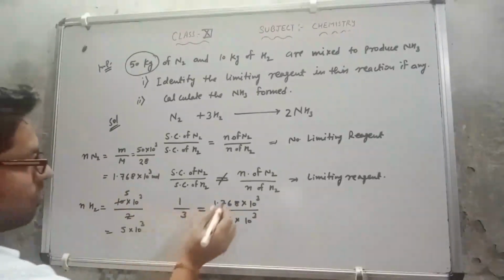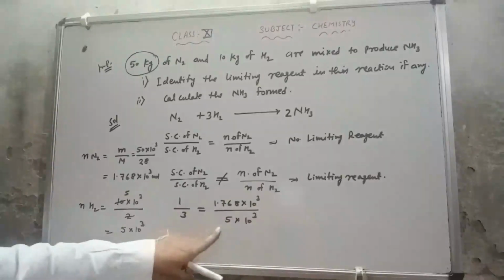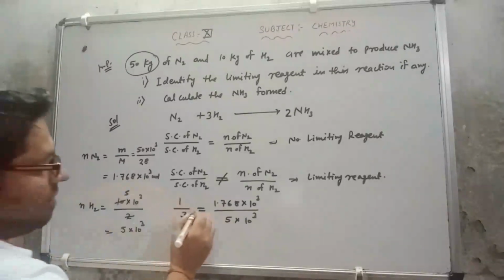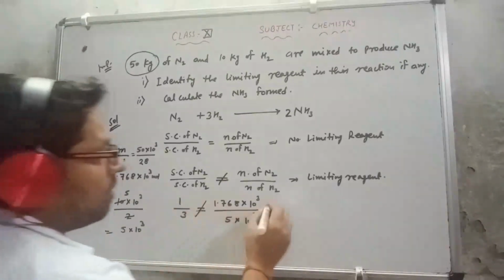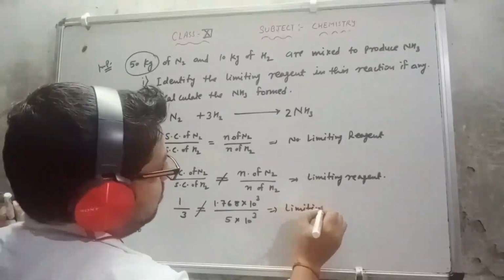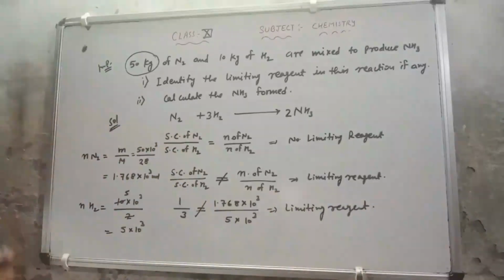So if you solve it, this is not coming 3. It will not come 3 if you solve it. So very simply, I can say that these are not equal. So a limiting reagent is present here. Now after that, our next point is to find out which one is the limiting reagent in the reaction.